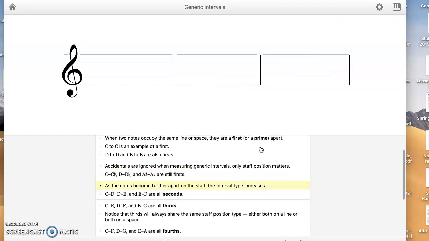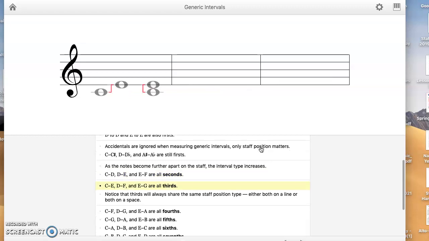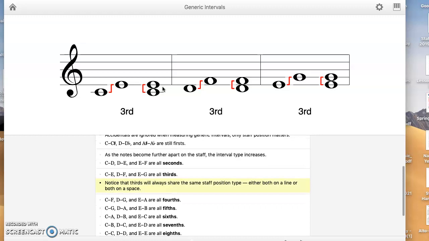As the notes become further apart on the staff, the interval type increases. There's a second because you are starting on a line and going up to the next space. Remember, when you count these, you never skip a line or a space. From a C to an E, it's a third. You can count C, D, E, or line, space, line. 1, 2, 3. Note that thirds will always share the same staff position type. Either they're both on a line or they're both on a space.